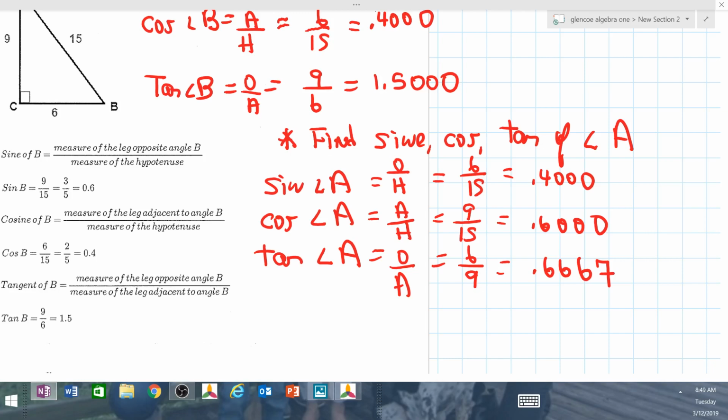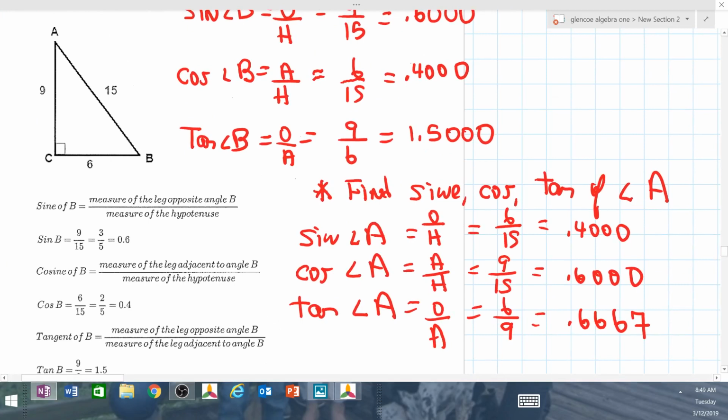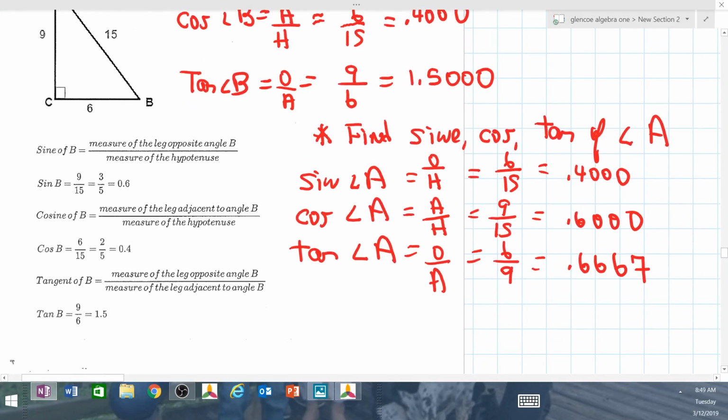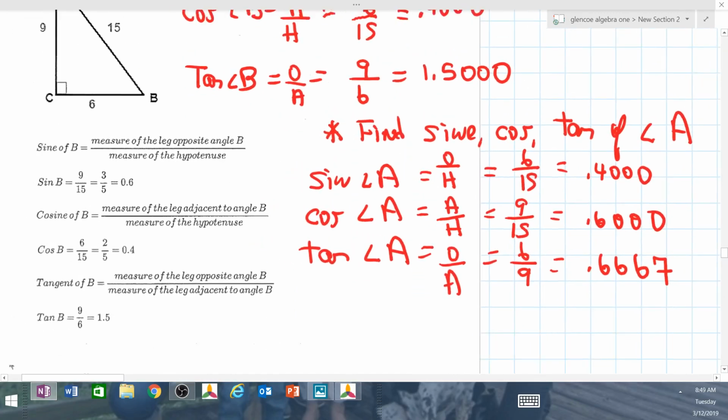Does anybody have a question? Are you with me? Yes? All right. How can I help you? What was the cosine? It's right there. 0.6000. 9 over 15. You're welcome.